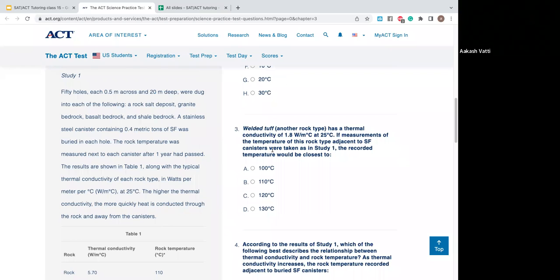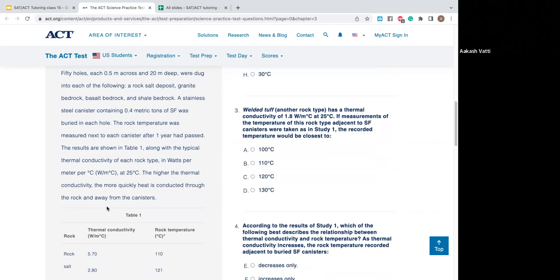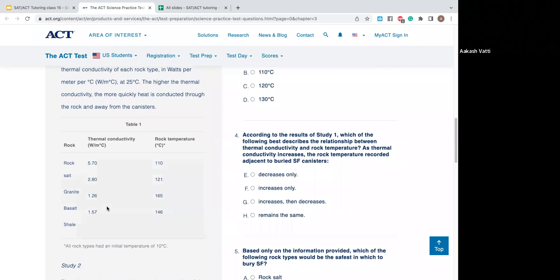Welded tuff, another rock type, has a thermal conductivity of 1.8 watts per meter degrees Celsius at 25 degrees Celsius. If the measurements of the temperature of this rock type adjacent to the SF canisters were taken as in study 1, the recorded temperature would most likely be closest to. So I guess table 1 shows how rock temperature varied with different thermal conductivities.